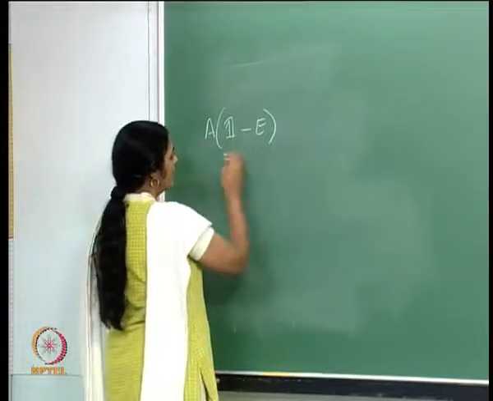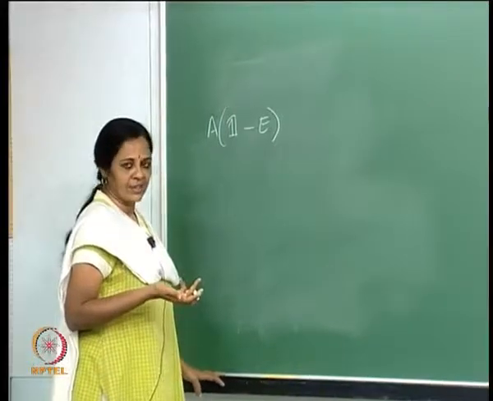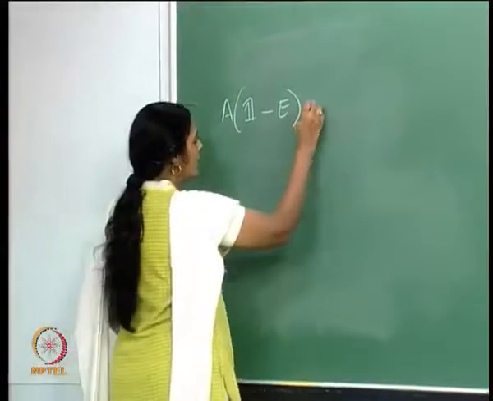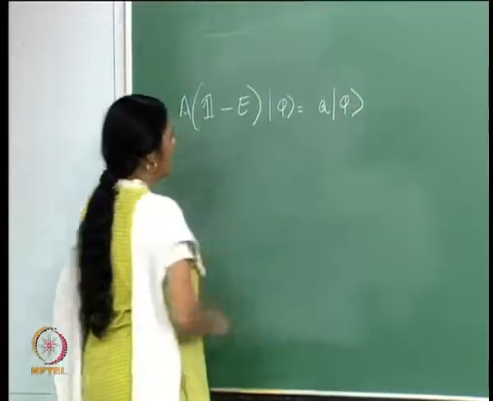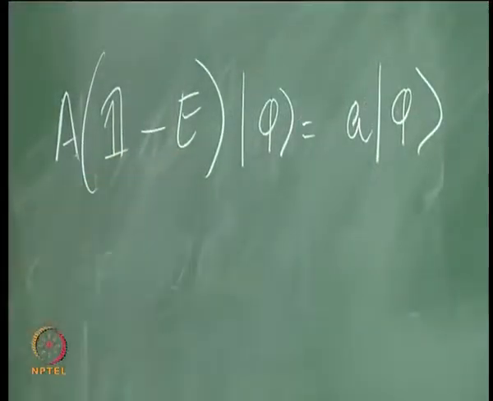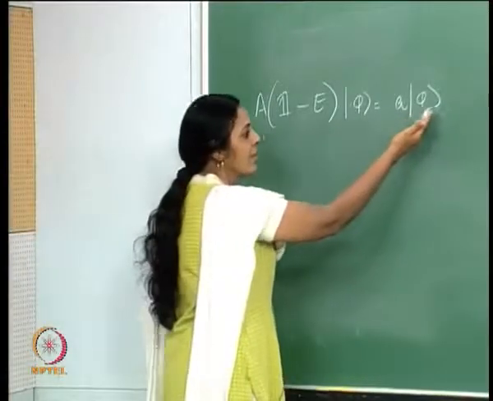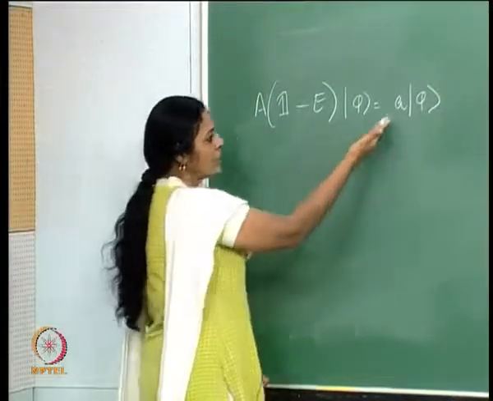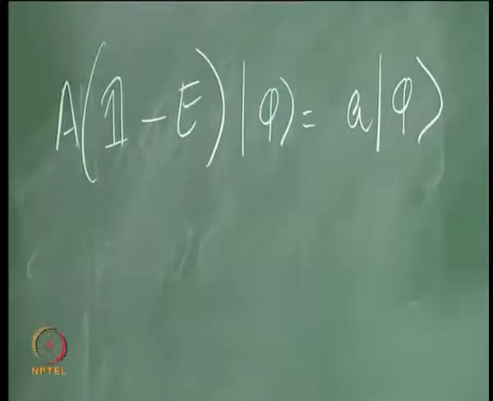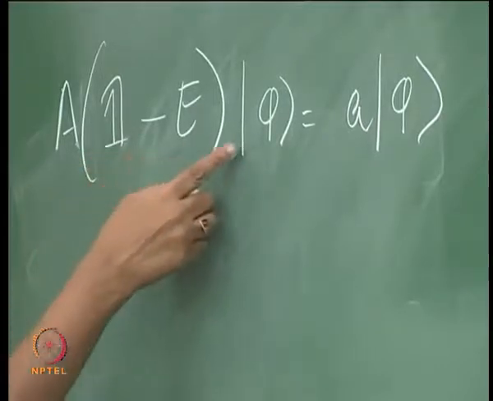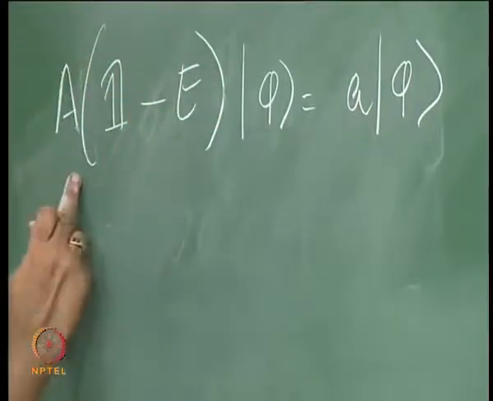A times (identity minus E) is an operator which surely has at least one eigenvector with a corresponding eigenvalue, and let us imagine that that eigenvector is phi with corresponding eigenvalue a. This is a matrix, an operator with a matrix representation. It is a Hermitian matrix, so I would expect it to have at least one eigenvalue with a corresponding eigenvector. Therefore phi is an eigenvector corresponding to this operator.